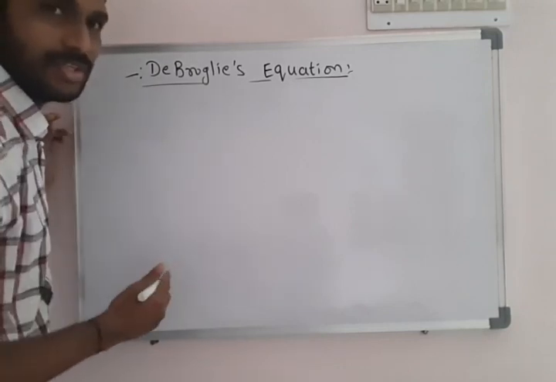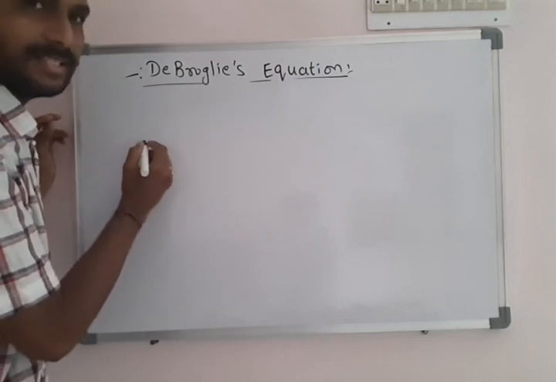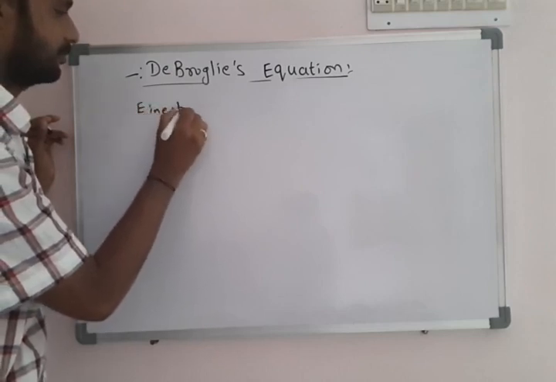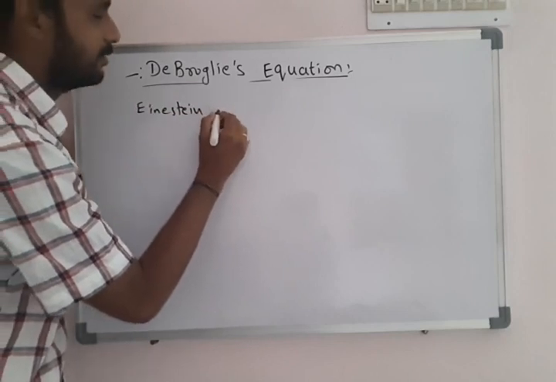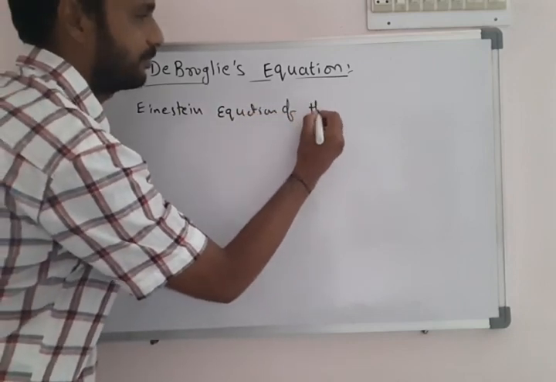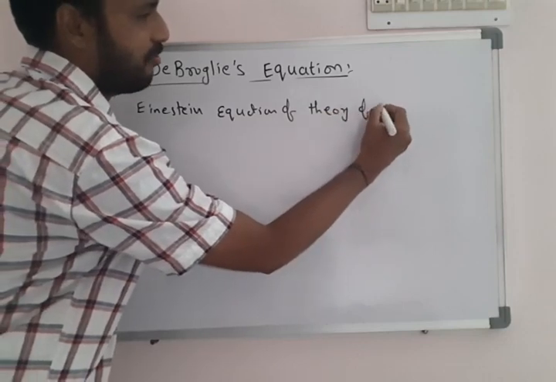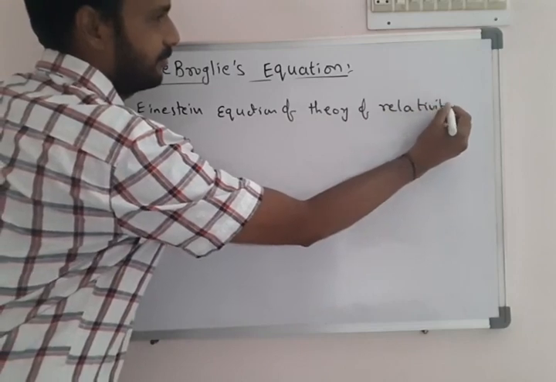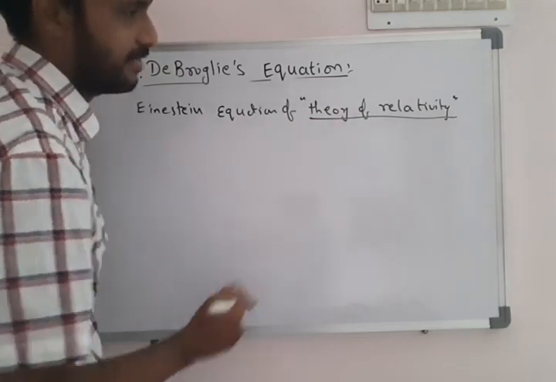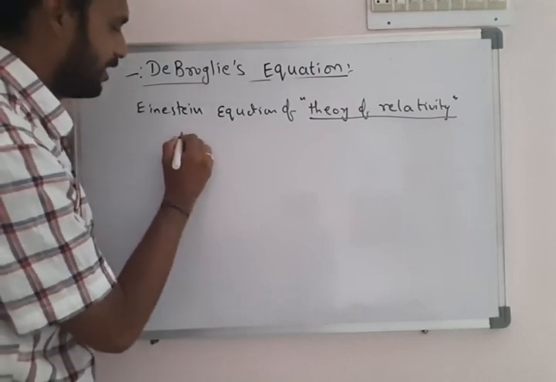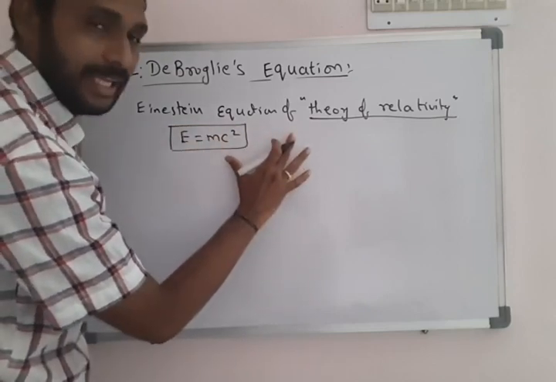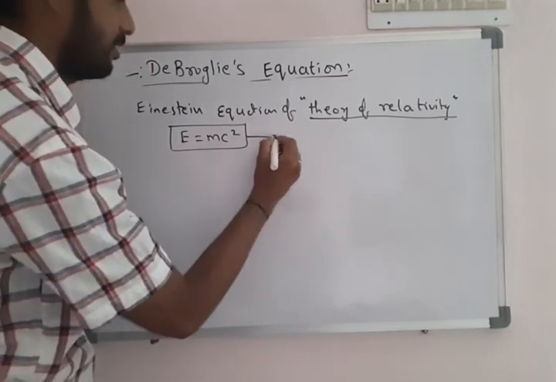So he started his equation based on Einstein's equation, the equation of the theory of relativity. So it is a very important theory. Generally you get in physics, the theory of relativity given by Einstein with the help of an equation, that is E equal to mc square. For this theory he got the Nobel Prize. So it is equation 1.